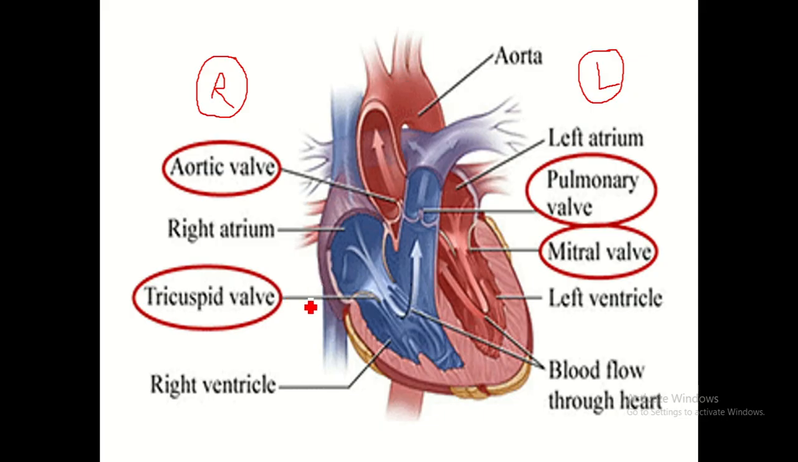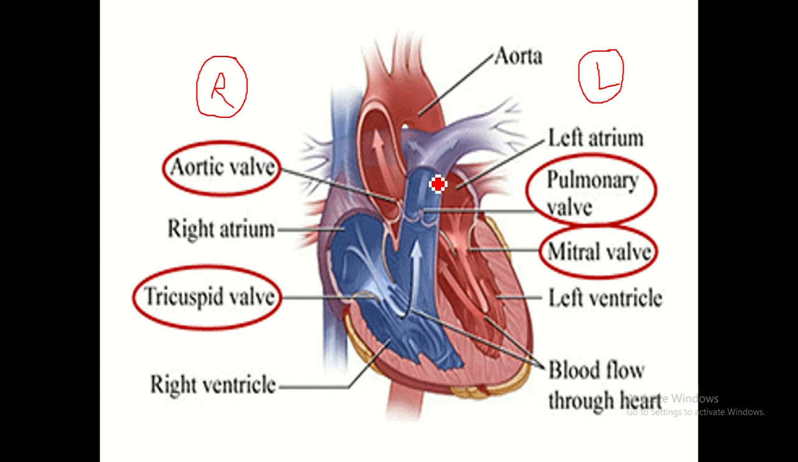So there are four heart valves: mitral valve, which is present between left atrium and left ventricle; tricuspid valve, which is present between right atrium and right ventricle; aortic valve, that is present between left ventricle and aorta; and pulmonary valve, which is present between right ventricle and pulmonary trunk.